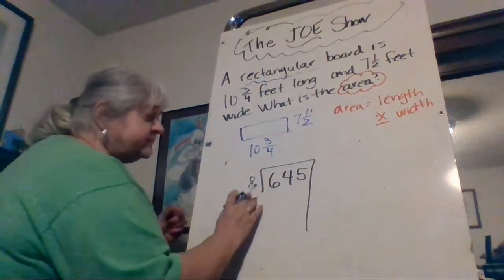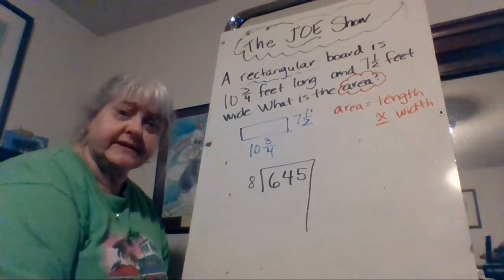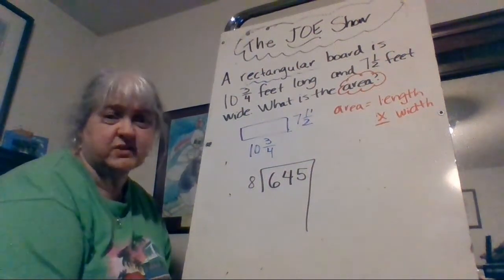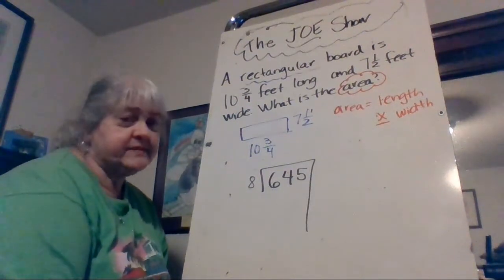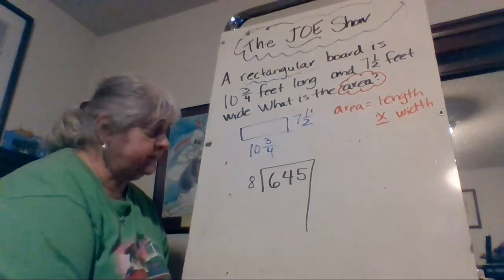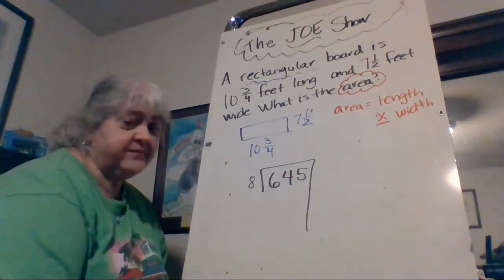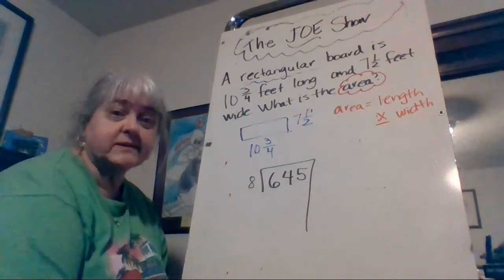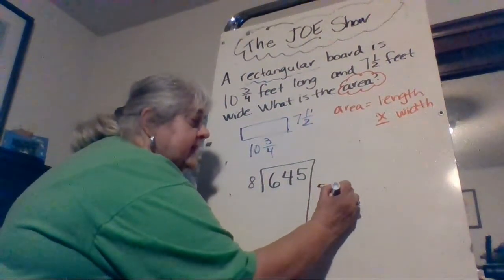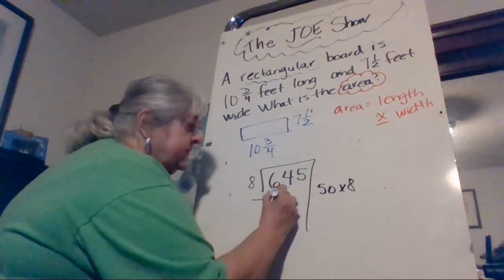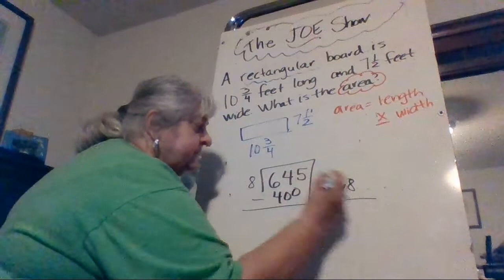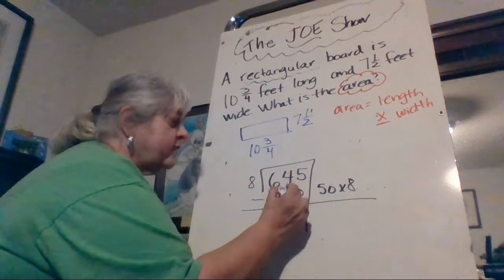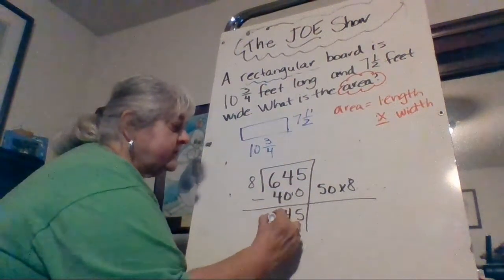Okay. I'm using friendly numbers because they're easy to work with. Well, I know that 8 times 100 is 800. That's too much. I know that 8 times 5 is 40. So 8 times 50 would be 400. That's a whole lot closer to 645. That's where I'm going to start. So I'm going to take out 50 groups of 8 and subtract off 400. That leaves me with, I don't have my numbers lined up, 5 minus 0 is 5, 4 minus 0 is 4, and 6 minus 4 is 2.